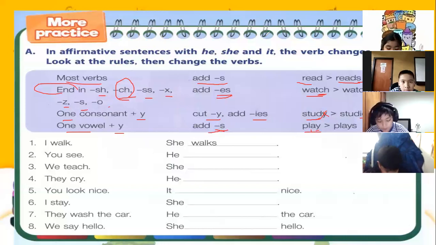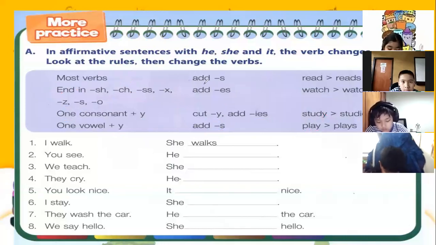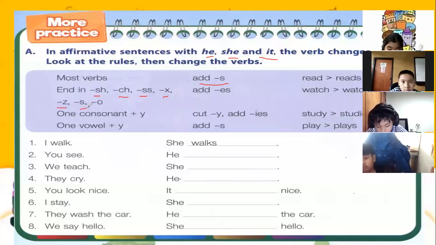Okay, students, just remember, normally for most words we have to add s. So it will change with he, she, it. And if the verbs end with sh, ch, ss, x, z, s, o, we are going to add es. These are the examples here. And if there is one consonant plus y, we are going to cut the y and add ies.